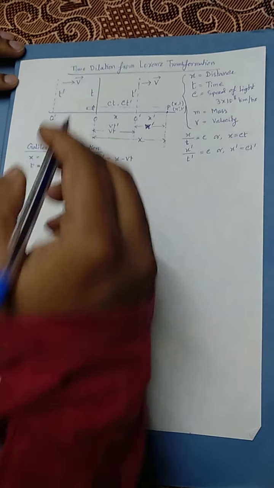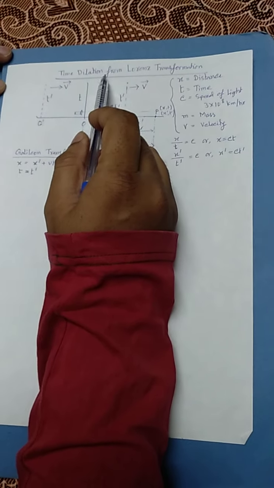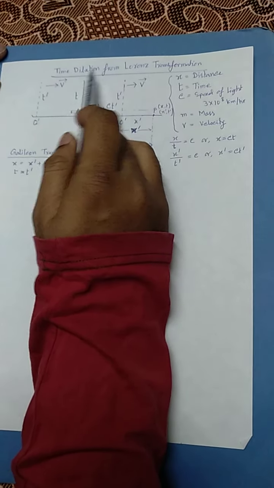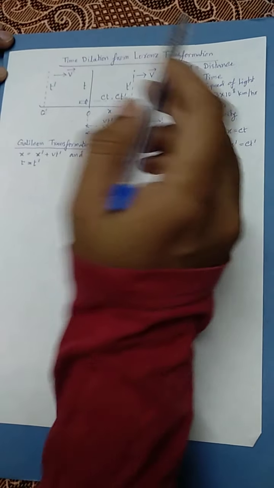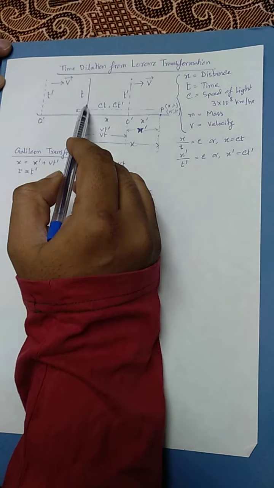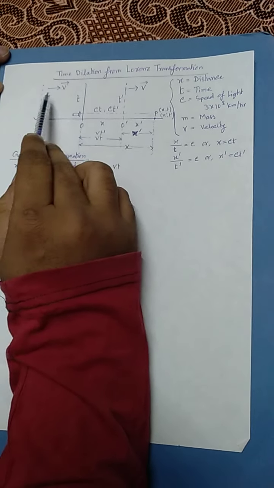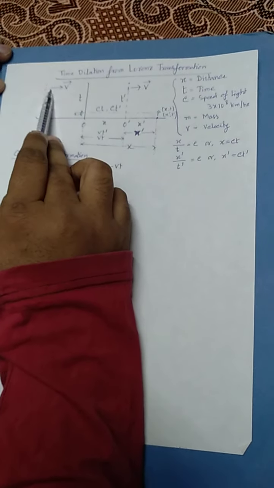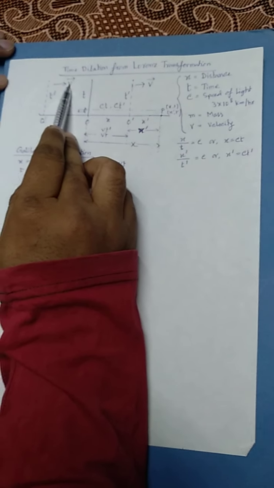I am Anupam. Today I am going to derive time dilation, Einstein's concept of time dilation, from the Lorentz transformation. We have two reference frames: one is the static reference frame and another is a dynamic reference frame. The dynamic reference frame is moving with a velocity v.